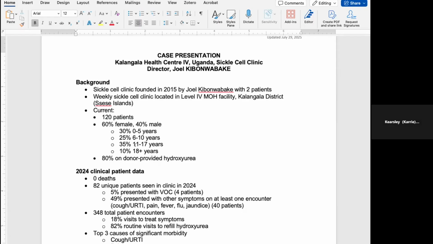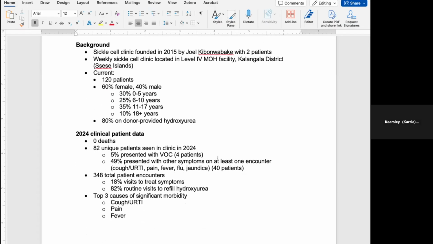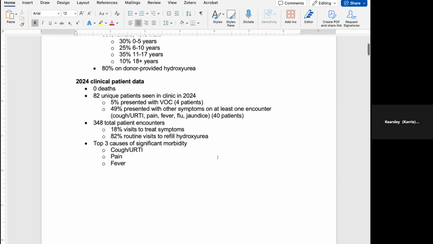And in the collaboration between Duke Global Health Institute and the Kalangala Health Center 4, we send trainees, including Julius Mushangi, who is doing his master's work there. We've sent Duke medical students. We've sent Duke School of Nursing students and undergrads. And through that collaboration over 5 years, we are in a wonderful position to be able to provide hydroxyurea to 80% of our patients, and that's from donor support.